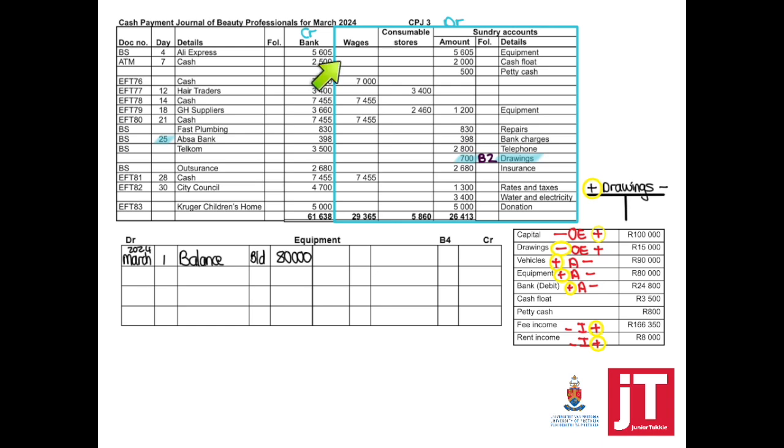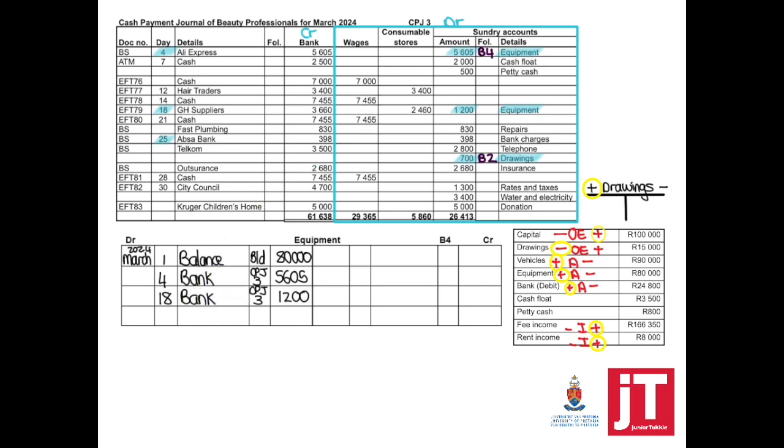There are no money columns open for equipment, which means we need to check the details under sundry accounts. On 2 occasions, there was equipment purchased. We need to show it separately. So our assets are going to increase on day 4 and then on day 18. From which journal? From the CPJ.